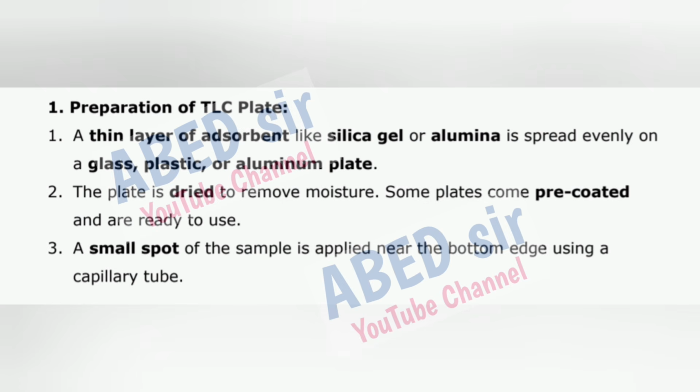1. Preparation of TLC plate. A thin layer of adsorbent like silica gel or alumina is spread evenly on a glass, plastic, or aluminum plate. The plate is dried to remove moisture. Some plates come pre-coated and are ready to use. A small spot of the sample is applied near the bottom edge using a capillary tube.